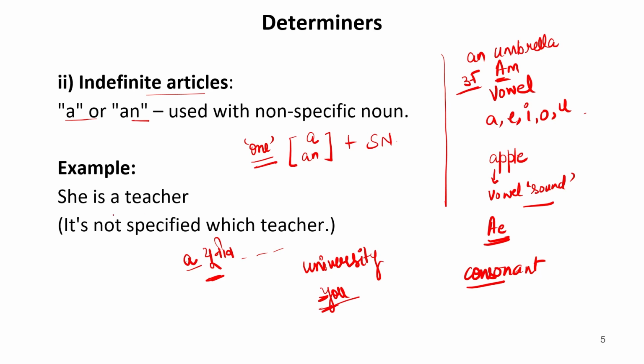For example, she is a teacher. Here I'm talking about any teacher. She is not a particular teacher. She is any teacher. So "a" is used just before teacher because it is just saying the profession, nothing else than that. It is not specified which teacher.